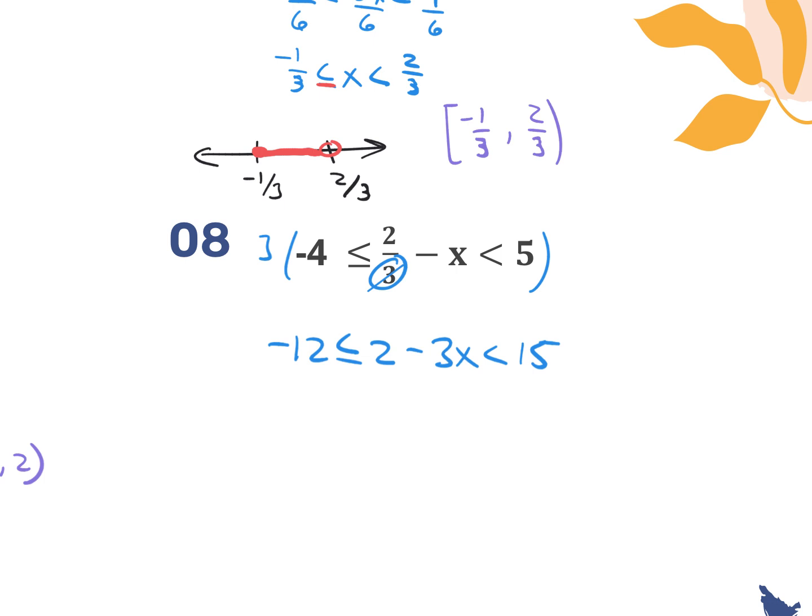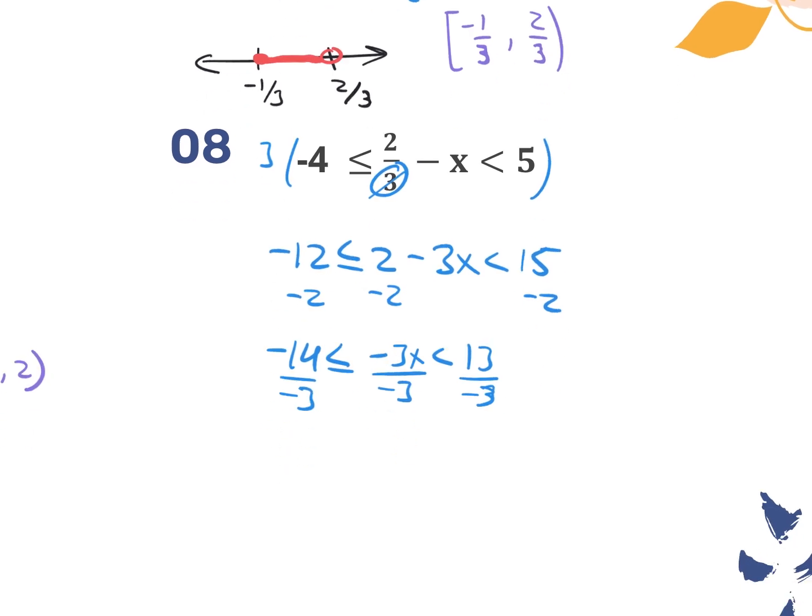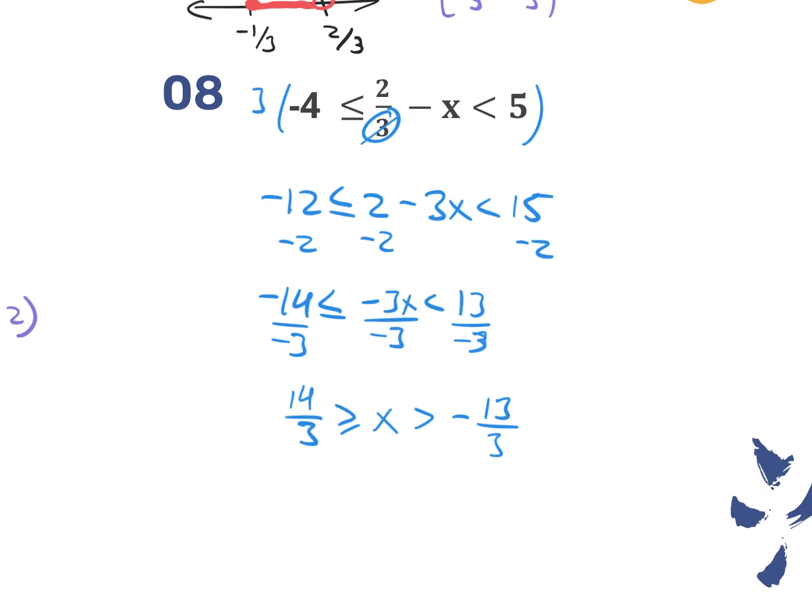All right. And now let's get the x by itself. Let's subtract 2 everywhere. And then we get negative 14 is less than or equal to negative 3x is less than 13. And then divide by negative 3. But don't get confused here. Dividing by a negative, you have to change the direction of your inequality. So we're changing all of these, both of them. And then negative divided by negative becomes positive. So we get positive 14 over 3 is greater than or equal to x is greater than negative 13 over 3. All right, so all of our inequality symbols change.